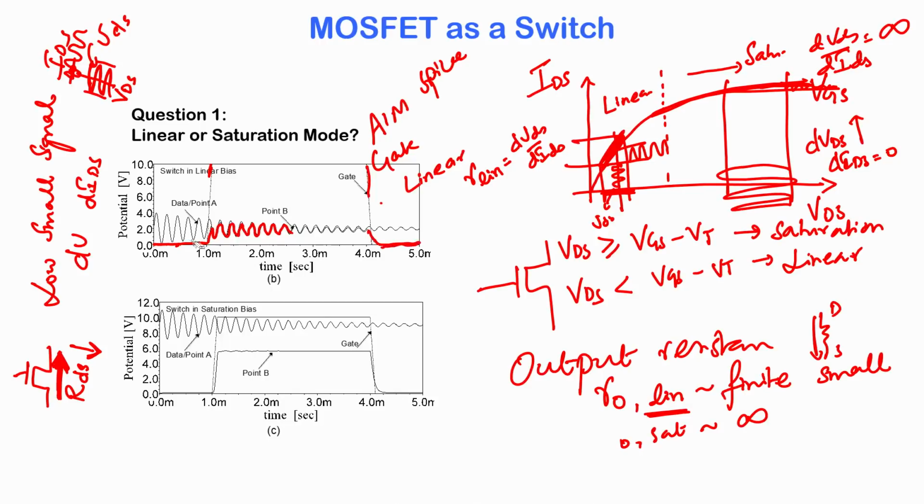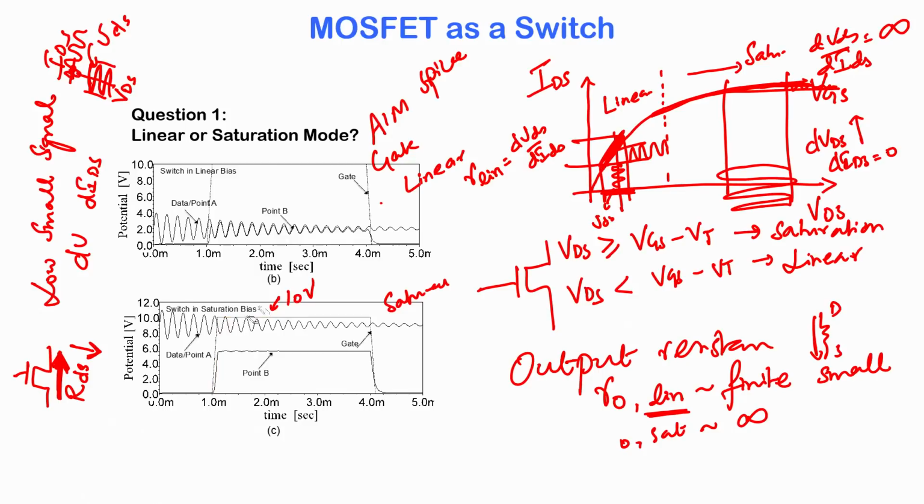So, you can see that the signal from A is successfully transferred to B if you keep the MOSFET in linear mode of operation. Now, what about keeping the MOSFET in saturation mode of operation? Now, this is the case where the MOSFET is in saturation mode. How do we know it is in saturation mode? The gate voltage is still the same. When it is on, it is still 10 volts.